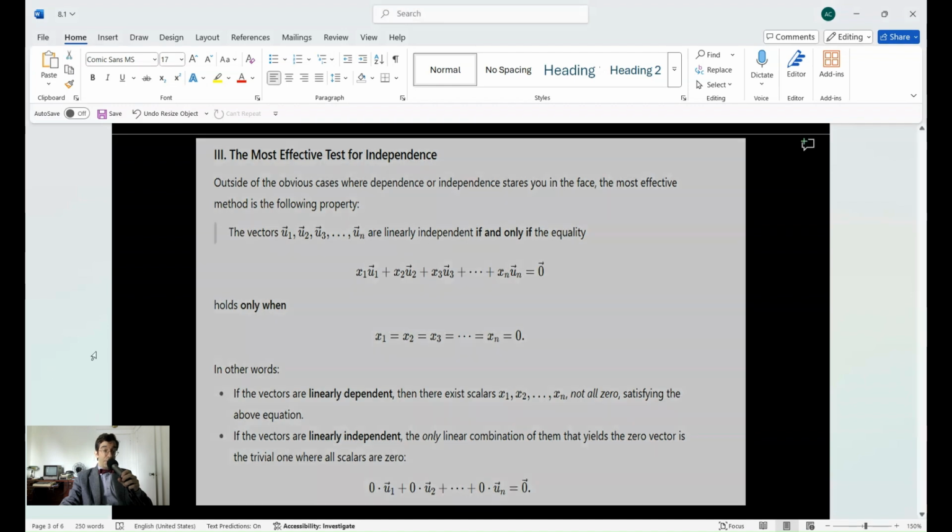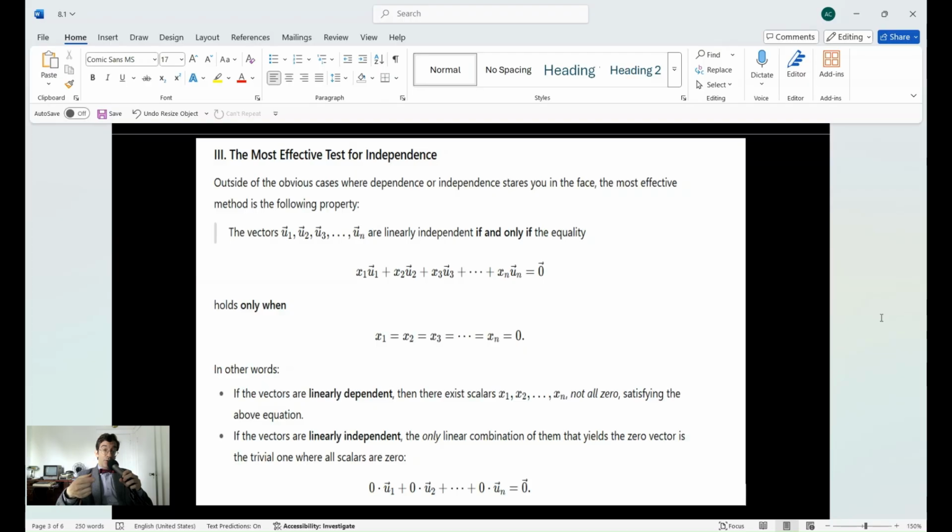Now, this is the most effective test for independence. Outside of the obvious cases where you have dependence or independence staring you in the face, this is the most effective method. It's this property here. I don't know if some of you have learned it. If you haven't, it's a really important property.